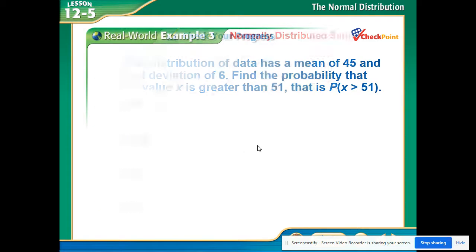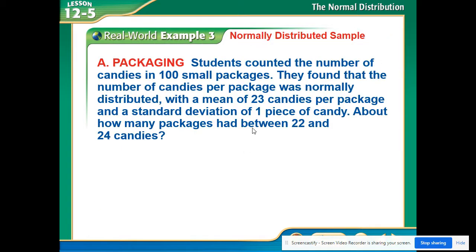All right, let's try another one. Students counted packages of candies. We have 100 of them. They found that the number of candies per package was normally distributed, with the mean being 23 and the standard deviation of 1. So most of the packages have 23 candies. Think of M&Ms or Skittles, whatever you want. Most of them have 23, but some have 22, some have 24, and so on.